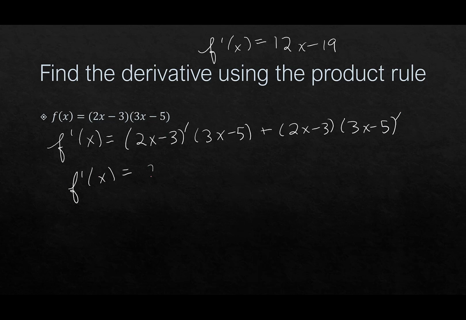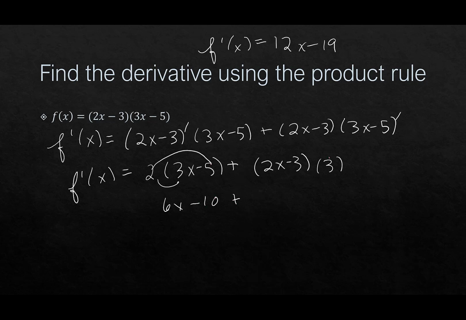For 2x minus 3, the derivative is 2, multiplied by 3x minus 5, plus I keep the 2x minus 3, and the derivative of 3x minus 5 is 3. Let's expand this. 2 times 3x is 6x, 2 times negative 5 is minus 10, plus 2x times 3 is 6x, and then negative 3 times 3 is minus 9.